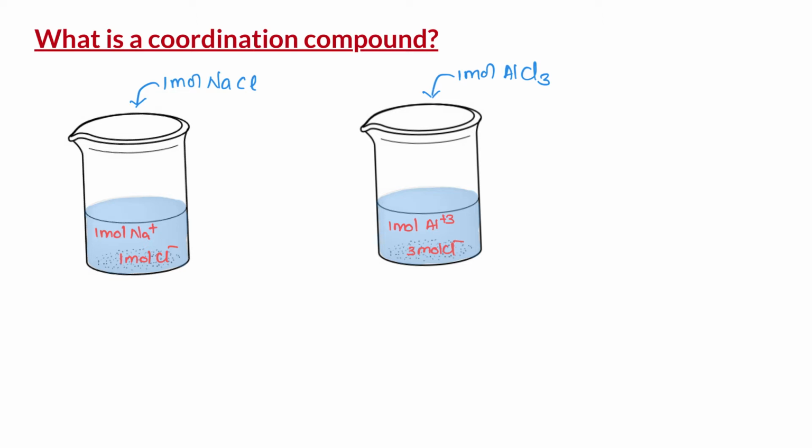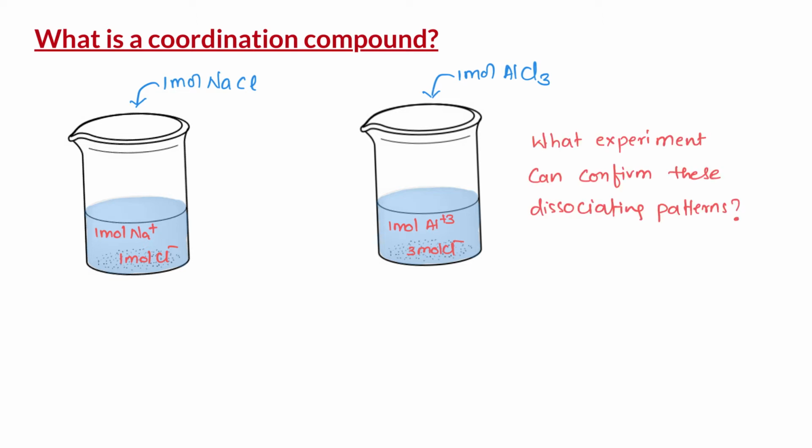What kind of experiments or measurements can prove that the above compounds dissociate as mentioned? Think about it. There are two different kinds of experiments that we can do. One, we can measure the electrical conductance of the solution by dipping electrodes in the solution. And based on the conductance data, we can predict the number of moles of ions floating in the solution.